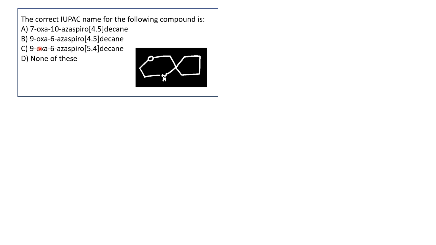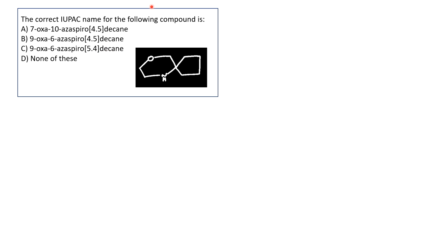Now let us solve this heterocyclic spiro compound example. First observe the structure carefully. Here the two rings are connected through one common carbon atom, so this is a spiro compound. Now count the ring atoms excluding this spiro carbon. Here we write from smaller to larger, and numbering starts from the smaller ring. The smaller ring contains 4 atoms and the larger ring contains 5 atoms. So the spiro notation becomes spiro[4.5].